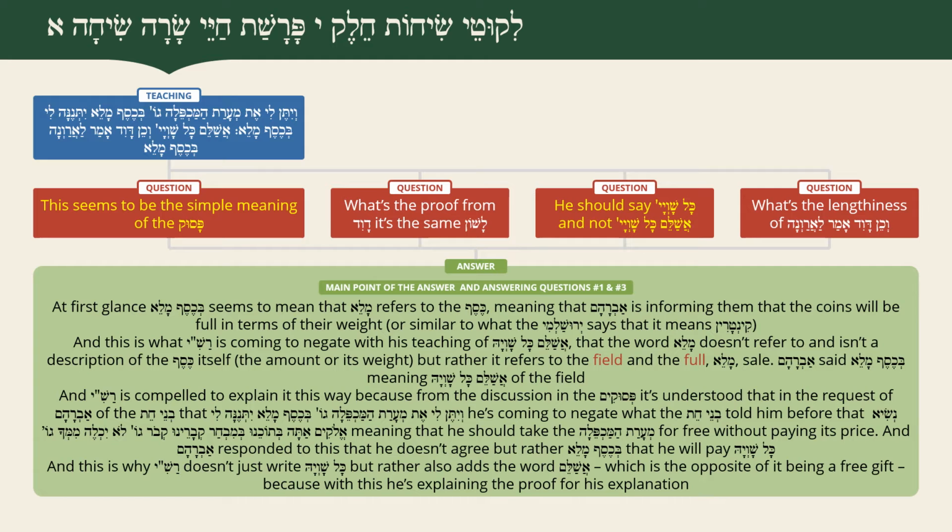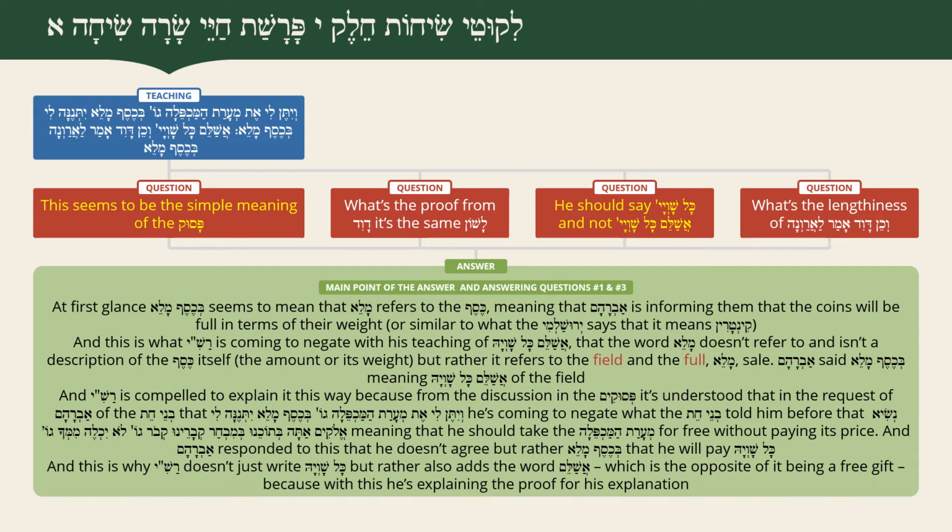Regarding the third question, why does Rashi add the word ashalim? This is why Rashi doesn't just write kol shavya, but rather also adds the word ashalim, which is the opposite of it being a free gift. Rashi is saying ashalim, I will pay, and no, I won't take it for free. Because by adding the word ashalim, he's explaining the proof for his explanation. The proof is because they said free, and Avram's response has to be, no, not for free, I'm going to pay.